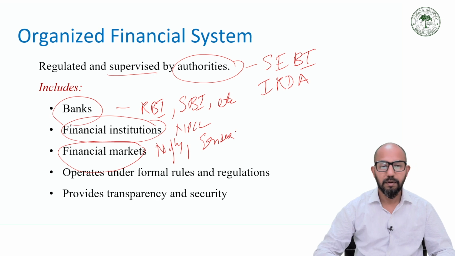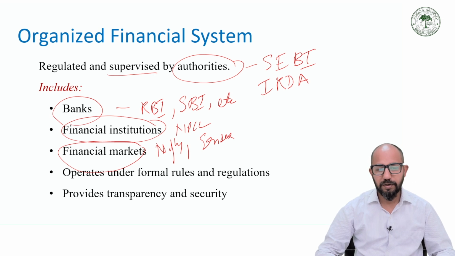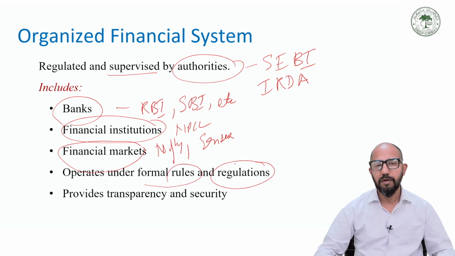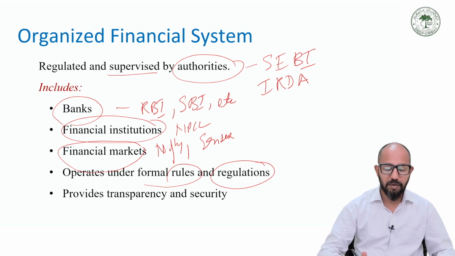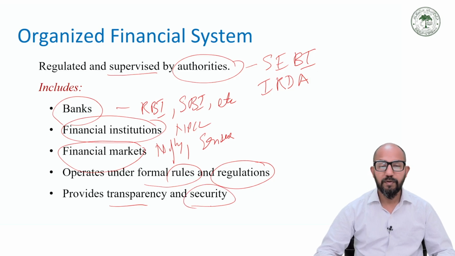Sensex. The organized financial system operates under formal rules and regulations which are being ratified, and also an organized financial system provides transparency and security. What do you mean by transparency? Transparency means that whatever parties and stakeholders are involved in a financial transaction, those stakeholders get all the information related to that financial product.